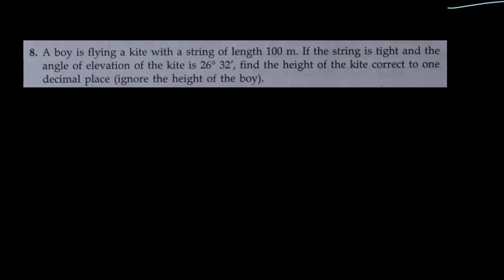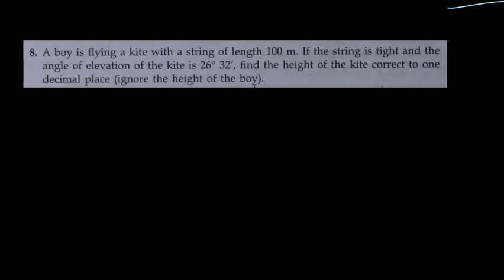Now the eighth problem: a boy is flying a kite with a string of length 100 meter. If the string is tight and the angle of elevation of the kite is 26 degree 32 minute, find the height of the kite, correct it to one decimal place. Ignore the height of the boy.